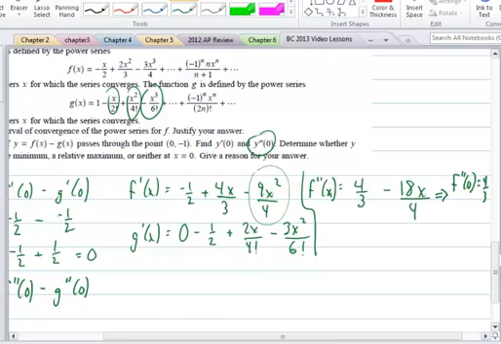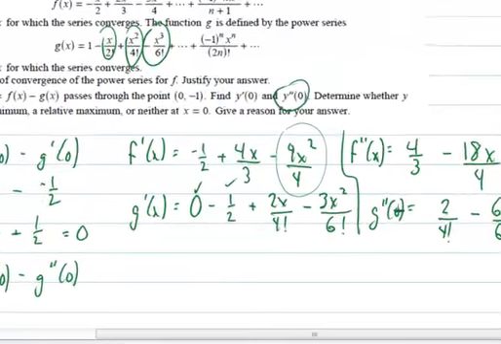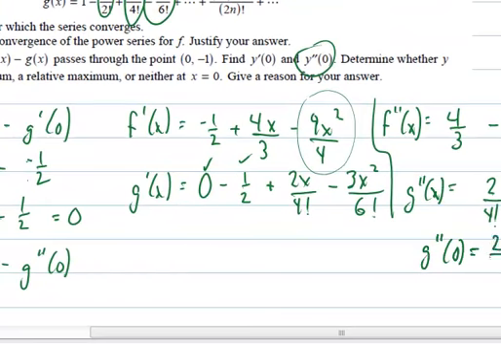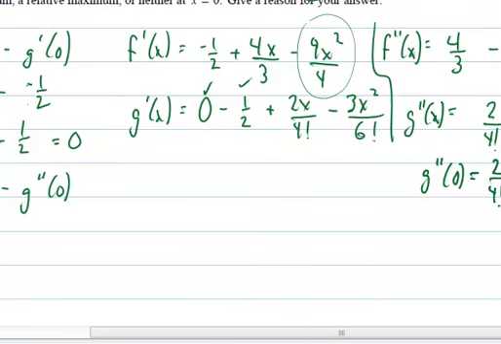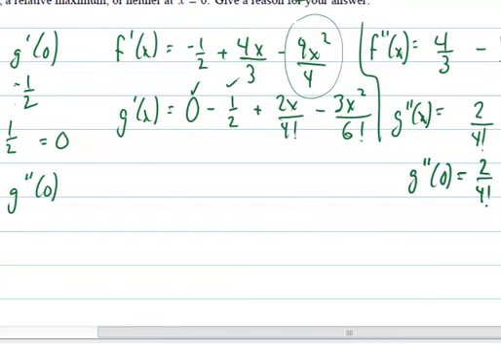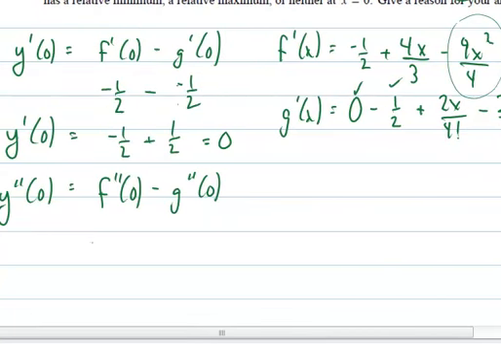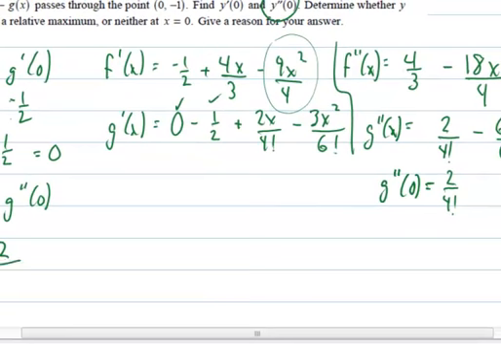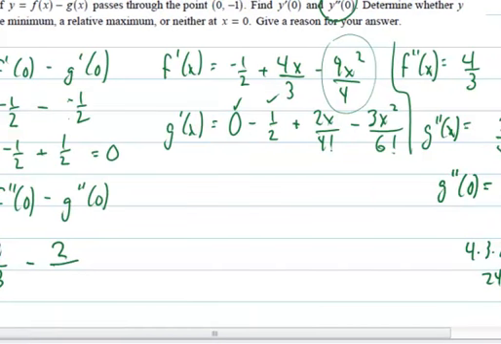The other portion, g prime prime at 0, is going to be the derivative of 0, which is 0, of -1/2 is 0, of 2x over 4 factorial is just 2 over 4 factorial, minus 6x over 6 factorial, and so on. But when you plug in 0 for that part, you're just left with 2 over 4 factorial. So, carrying on, f prime prime at 0 is going to be 4/3, and g prime prime at 0 is going to be 2 over 4 factorial, which is 4 times 3 times 2 times 1, or 24. So I'll have 2 over 24, which results in 4/3 minus 1/12.